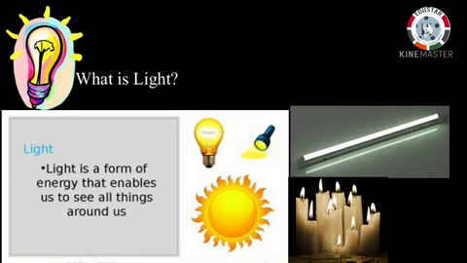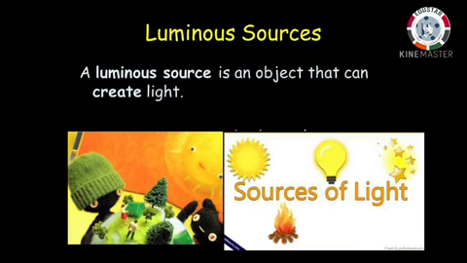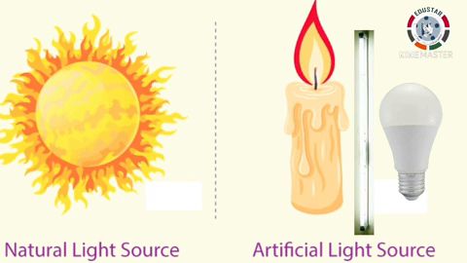The sun, bulb, tube light, and candle give out light. Objects that give out light are called luminous objects. These objects are also known as the sources of light. The sun is a natural object, so it is a natural source of light. The bulbs, tube lights, and candles are man-made objects or artificial objects. So, these are the artificial sources of light.